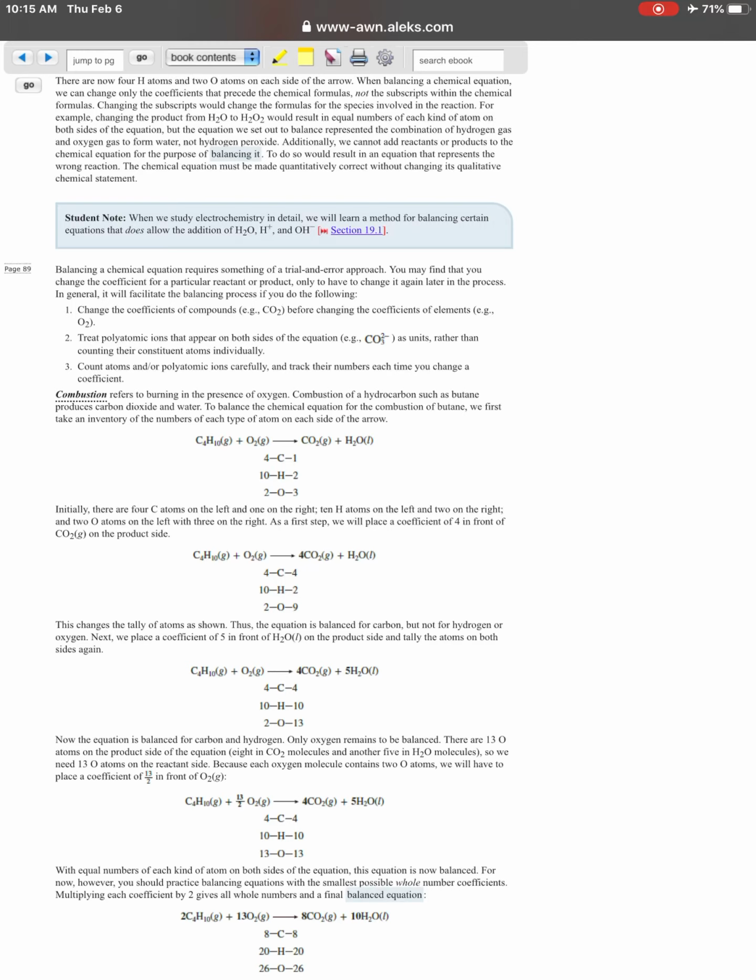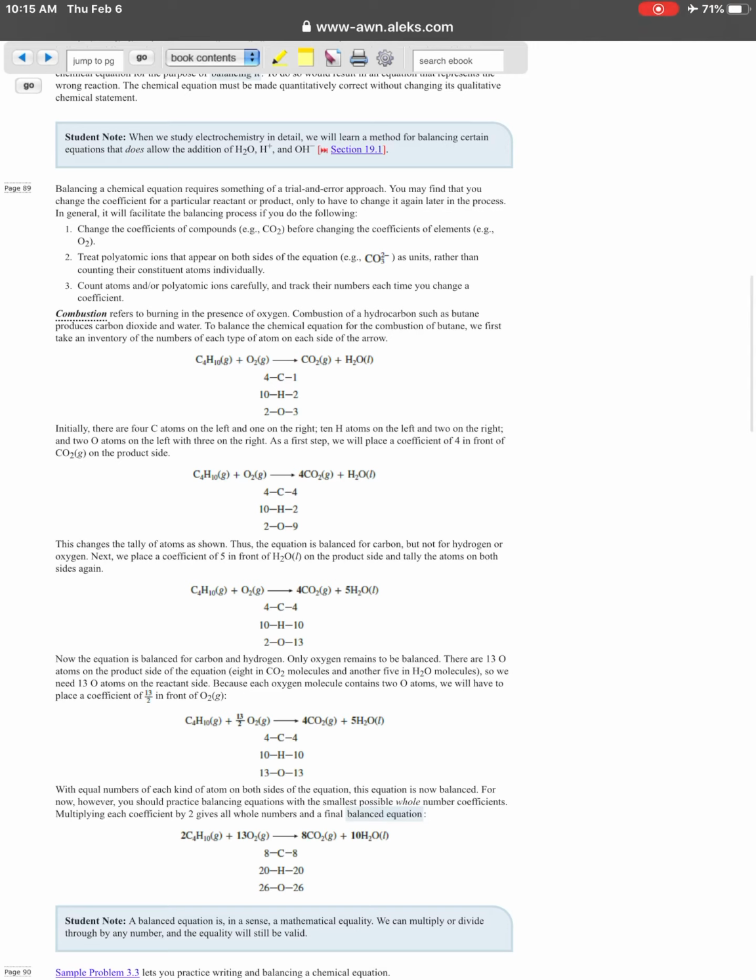So multiply CO2 by 4. That now gives us 4 carbons. So the second line here, you'll see it's C4H10 plus O2 gives you 4 CO2 plus H2O. That's what they're doing there. They're balancing carbon first. Then we're going to do hydrogen.